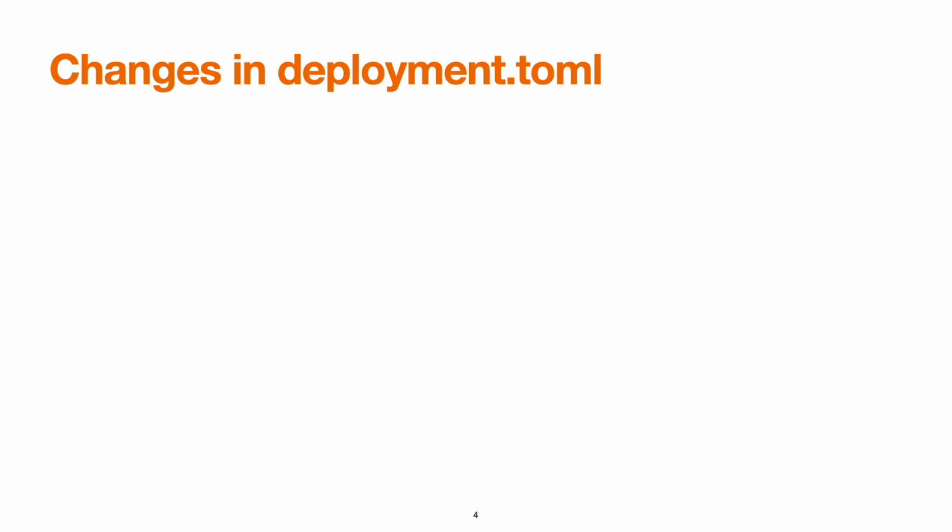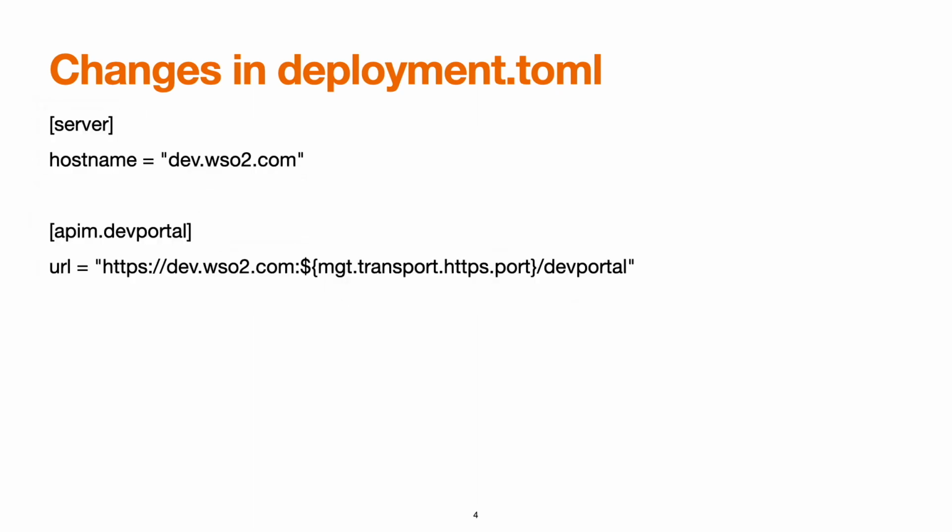So first we need to make the changes in the deployment.toml file. What are the changes? We have to change the server hostname to the new hostname. We will be considering dev.wso2.com as the hostname throughout this tutorial, and we have to point our developer portal link as well to https://dev.wso2.com, and the rest of the context remains the same.